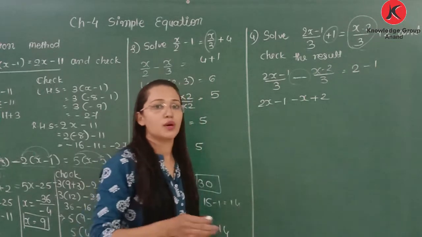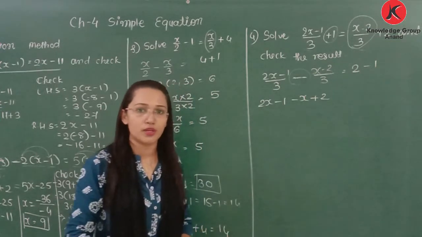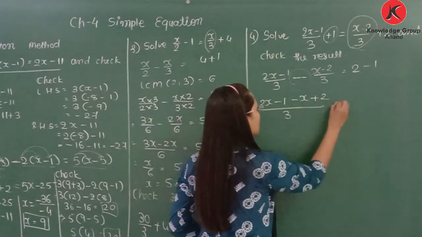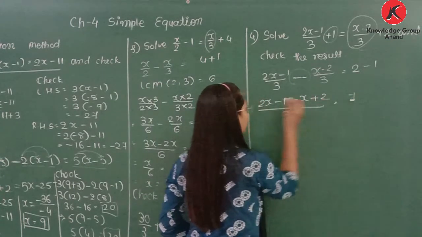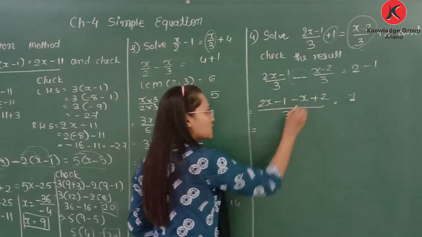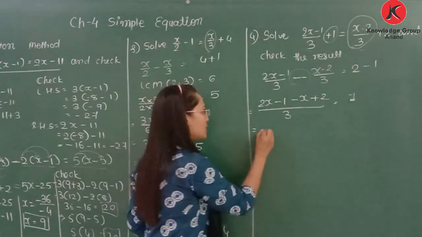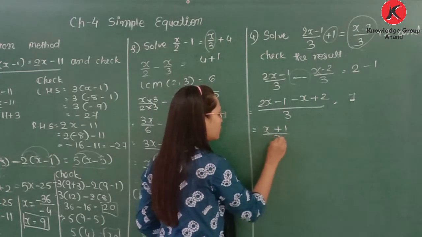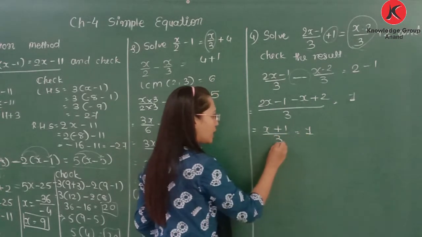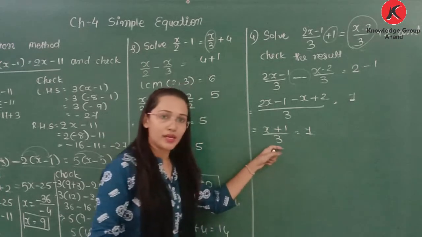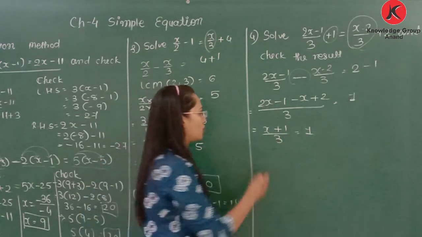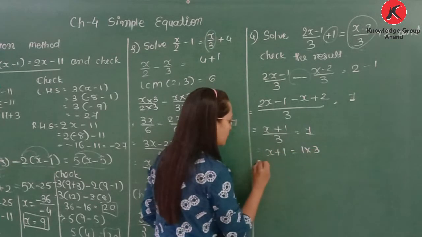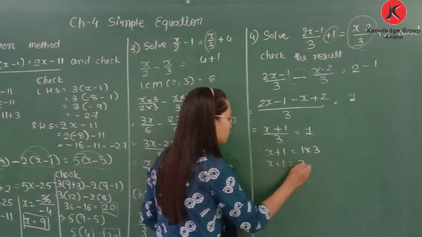As we perform the subtraction of algebraic expressions, we need to apply the same concept here. The whole divided by 3 is equal to 1. Now 2x minus x, that is x, minus 1 plus 2, that is plus 1, divided by 3 is equal to 1. Now take 3. Now 3 is in division, so it becomes multiplication on the right side. So x plus 1 is equal to 1 multiplied by 3. So x plus 1 is equal to 3.